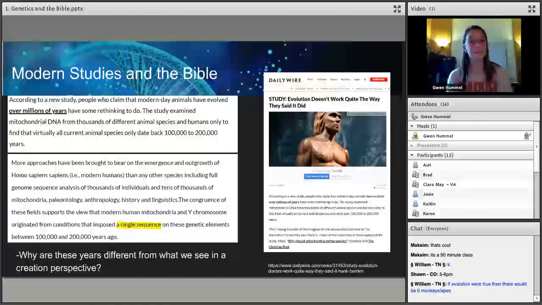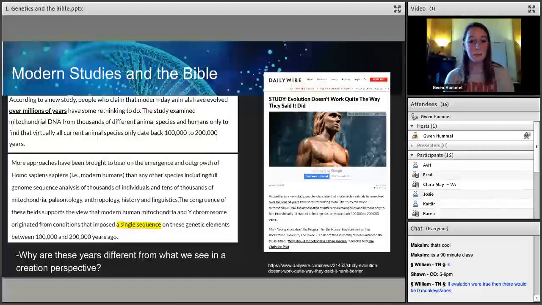So I wanted to give you guys some practice. This is some more modern studies. Here is a journal that said evolution doesn't work quite the way they said it did. This was published very recently, in June of this year, 2018, in the journal titled Human Evolution. So this was looking at human evolution.